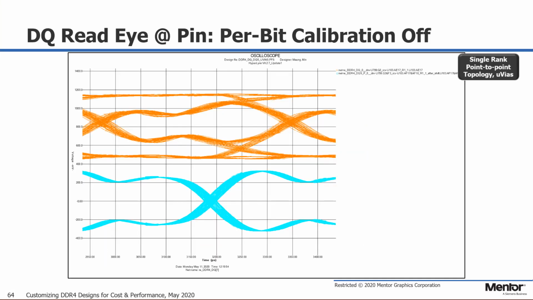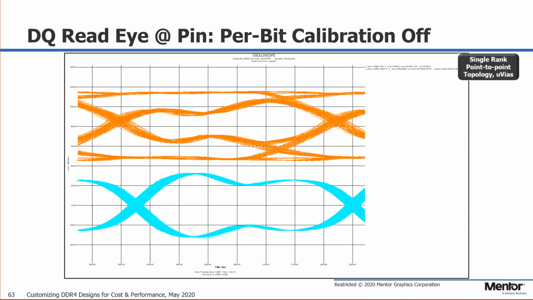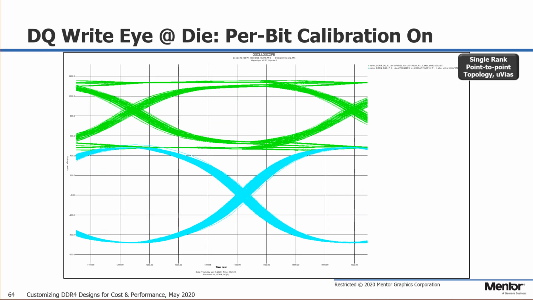Here is the eye at the controller's pin. We'll look at the eye at the die next to compare. Here is the eye at the die, which looks a lot cleaner than at the pin. There have been cases when the signal looks better at the pin than at the die. In that case, we have to ask how much worse is it?